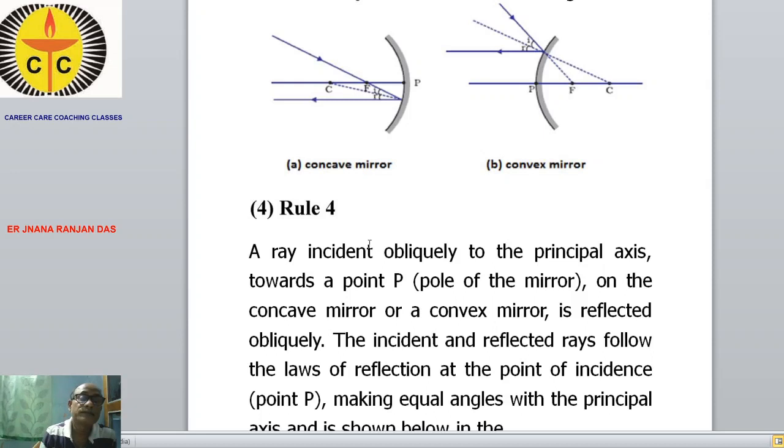Another rule is there: a ray of light incident obliquely to the principal axis towards the point P on the concave mirror or convex mirror is reflected obliquely. The incident and reflected rays follow the laws of reflection at the point of incidence, making equal angles with the principal axis, as shown in the figure.